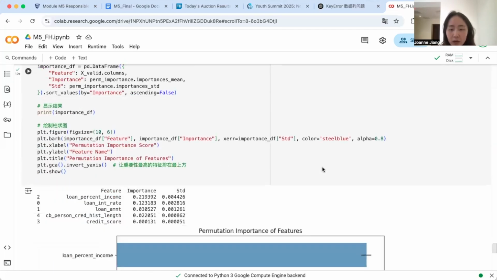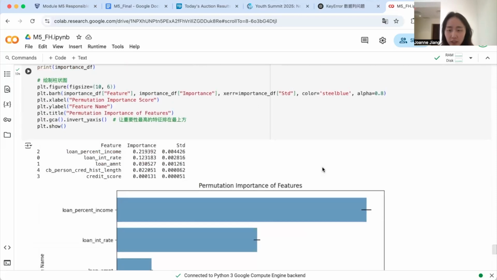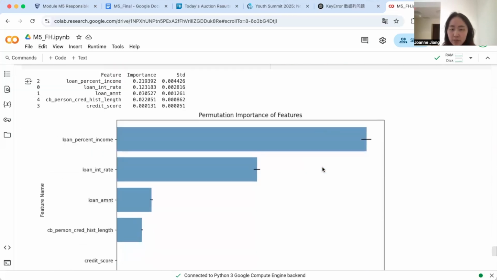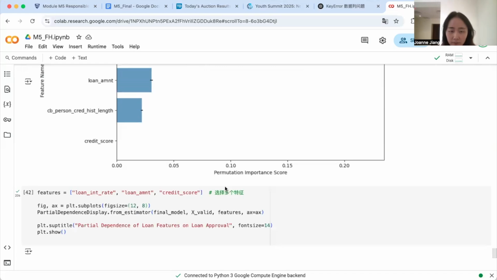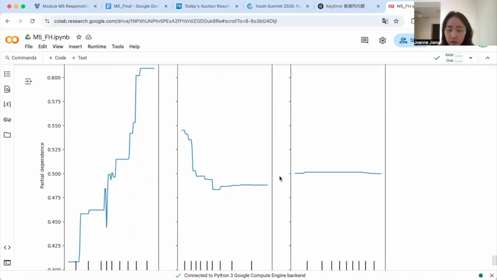To validate the model explanation further, we implemented permutation importance and partial dependence plots. Permutation importance confirms that the loan percent income, loan interest rate, and the credit history length were the most critical predictors, aligning with our earlier analysis, and the partial dependence plots reveal a strong negative relationship between loan interest rate and approvals, while loan amount had a nonlinear effect where moderate amounts had a high approval probability.